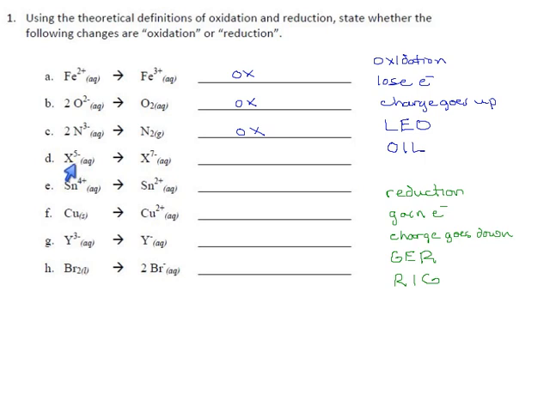Element X at -5 goes down to -7. That's a decrease. That would be a reduction. Tin 4+ falls to tin 2+. That's a reduction. If you want to think of reduction as the charge was reduced, that definitely works. That's how I learned it. Copper 0 goes up to copper 2+. That's an oxidation. Yttrium 3+ goes to -1. That's an increase. That would be oxidation. And bromine goes from 0 to -1. That's a reduction.